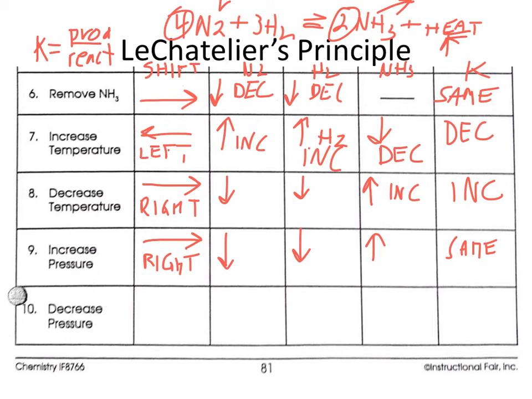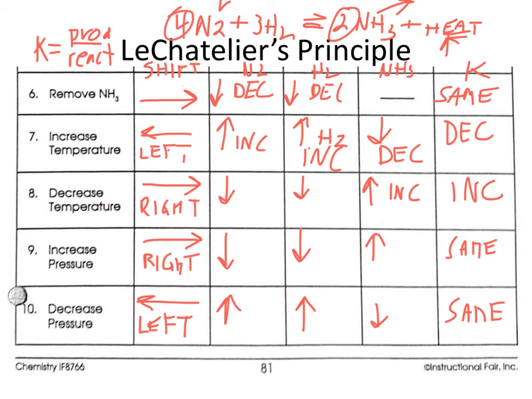And in the case of a decrease in pressure, we're going to need to compensate, so the system will shift to the side with more moles of gas, which means it's going to shift to the left. If the system shifts to the left, then the N2 will increase, the H2 will increase, and ammonia will decrease, and the equilibrium constant will stay the same.